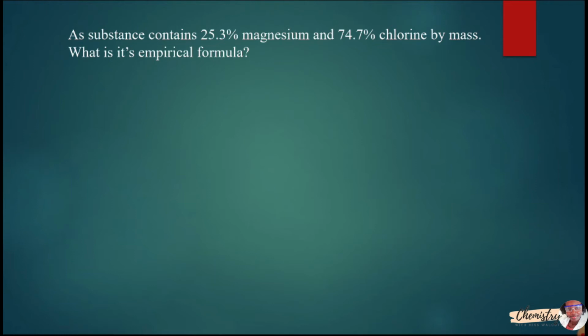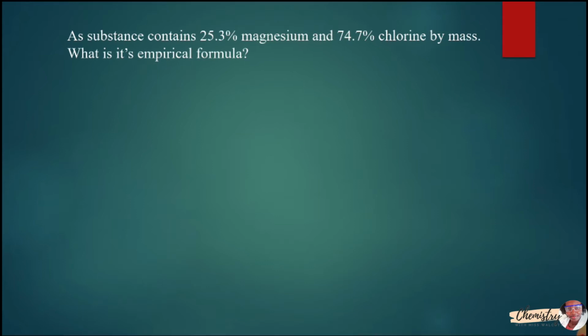The empirical formula of a compound is the smallest whole number ratio of the atoms present in the compound. Let's do two examples to show how we can calculate the empirical formula from the percentage composition. This question says a substance contains 25.3% magnesium and 74.7% chlorine by mass. What is its empirical formula?